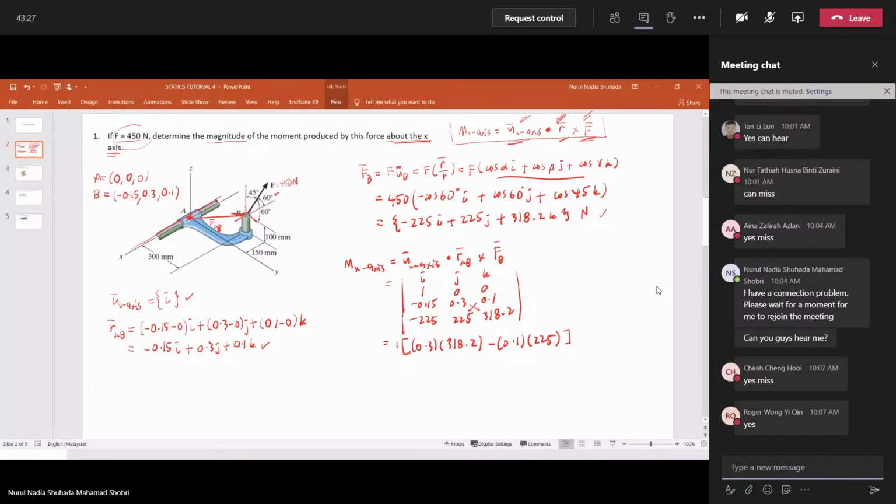You have to settle for the j part and k part also, but since those are 0 and 0, the value will actually be equal to 0, so it's okay not to settle that part. When you settle this part, you will get the answer 72.96 Newton meter. Okay, so this is the answer for question number 1.